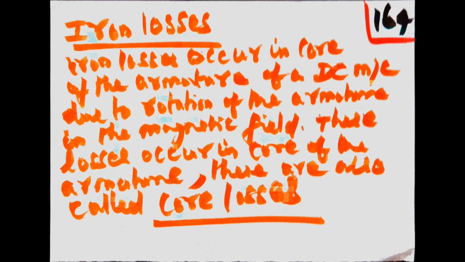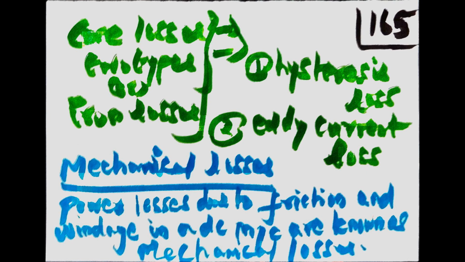Mechanical losses. Power losses due to friction and windage in a DC machine are known as mechanical losses. Stray losses. Iron or core losses and mechanical losses together are known as stray losses. Separation of losses in a DC shunt machine.